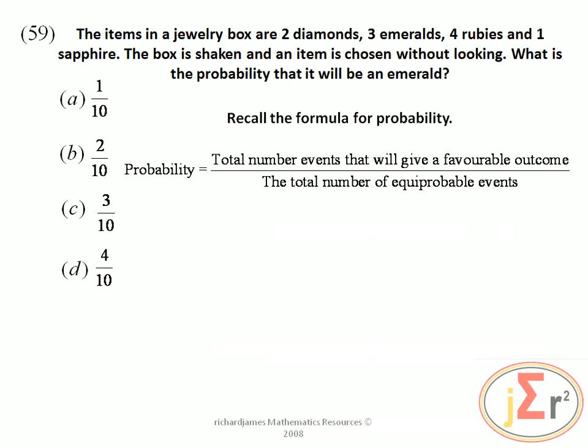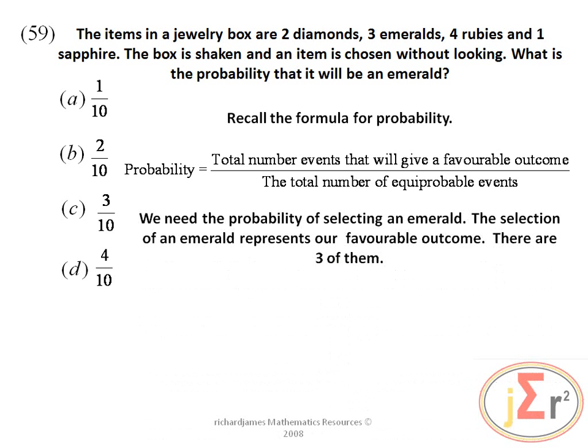Probability is equal to the total number of events that will give a favorable outcome divided by the total number of equiprobable events. We need the probability of selecting an emerald. The selection of an emerald represents our favorable outcome. There are 3 of them. So the number of events that will give a favorable outcome is 3.